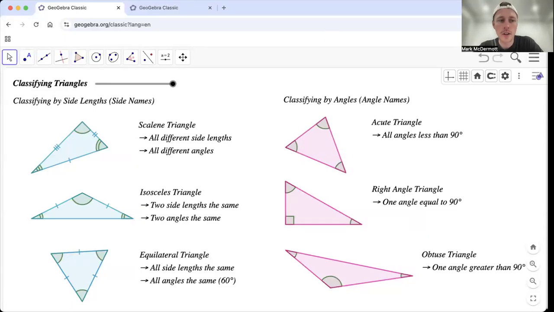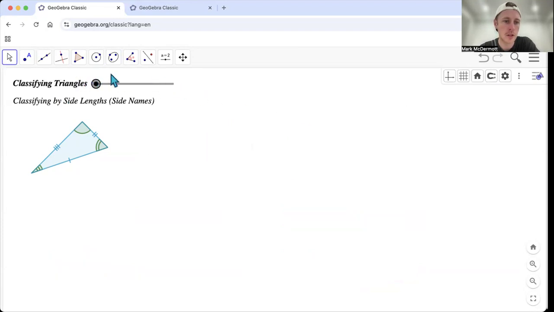So we're looking at classifying triangles now. So here's all the information. If you want just this information, feel free to pause the video and take it down. But let's go from the top and have a look.